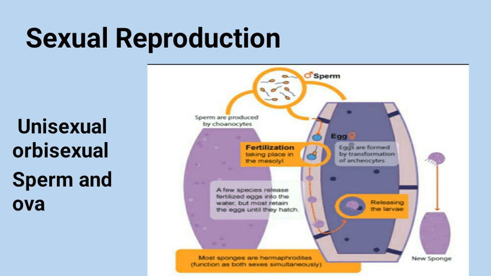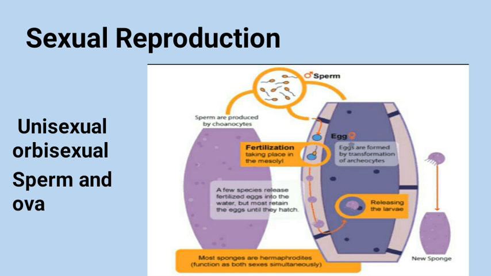Now let's talk about sexual reproduction. Sexual reproduction occurs by the union of sperm and ova, and the sexes are unisexual or bisexual. Mostly they are bisexual, hermaphrodite, male and female found in the same organism. There are some special cells called coenocytes, as you can see in the picture. They produce sperms. Sperms are released, go into the female part and fertilize the egg. Clearly visible in this picture.